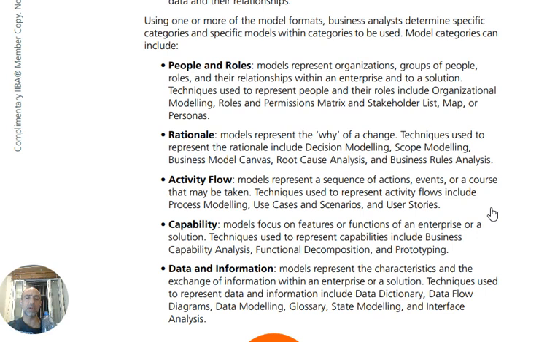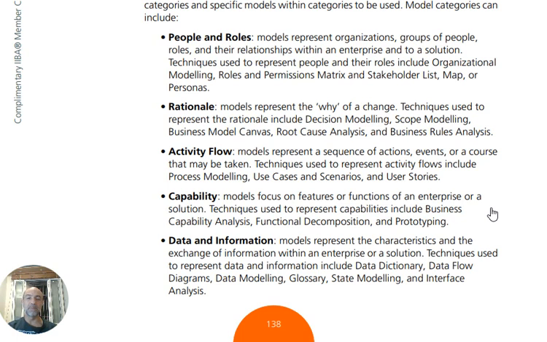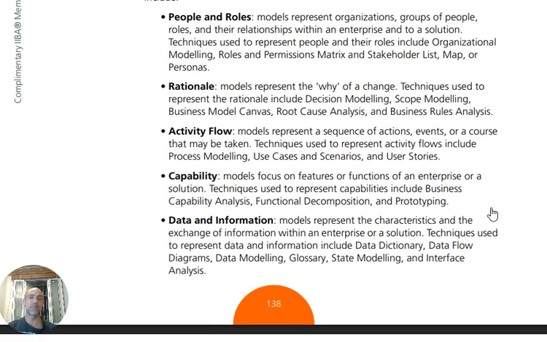Techniques used to represent the rationale include decision modeling, scope modeling, business model canvas, root cause analysis, and business rules analysis. Activity flows, for example, represent a sequence of actions, like the one I showed you about what I'm working on. It's like this happens and this happens and this happens. The capability models focus on features or functions of an enterprise or a solution.